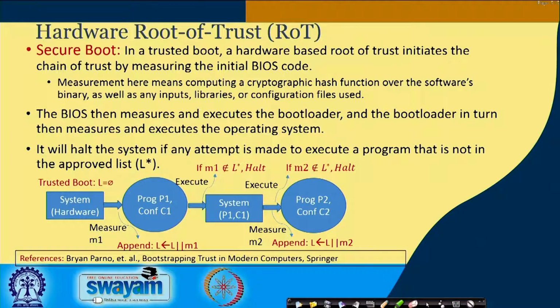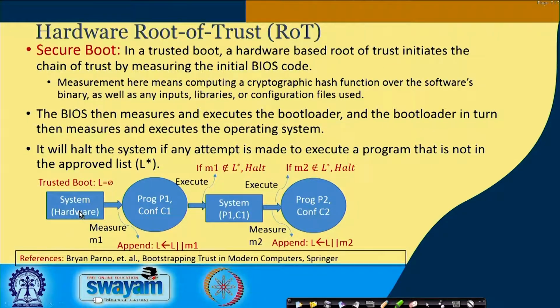In order to address this, there is a concept of secure boot which I will try to introduce here. In trusted boot there is a basic component which is essentially hardware. The basic root of trust is hardware, and it tries to initiate a chain of trust. The idea is that there is a small component which is essentially your system hardware, as shown here. This is the starting point of your root of trust.